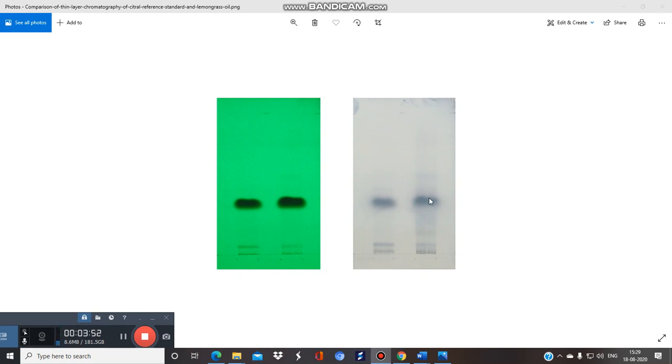So what does it infer? It means that as these compounds lie at the same Rf value, we assume that they might be the same compound. We cannot be 100% sure that these are the same or pure compound, but only after spectroscopic analysis we can say yes, this is the same compound. But TLC gives a preliminary idea. If they have the same Rf value, it will give us an idea that these compounds might be the same.